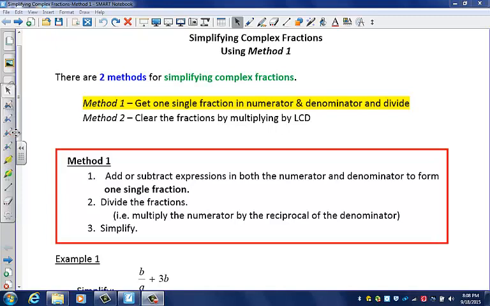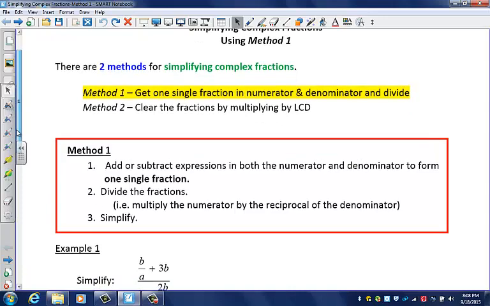There are two methods for simplifying complex fractions. In this video I'm going to cover the first method. I will do another video covering the second method. In both of these videos I will do this exact same complex fraction, simplifying it using each method, to show you that you can use either method to simplify complex fractions.